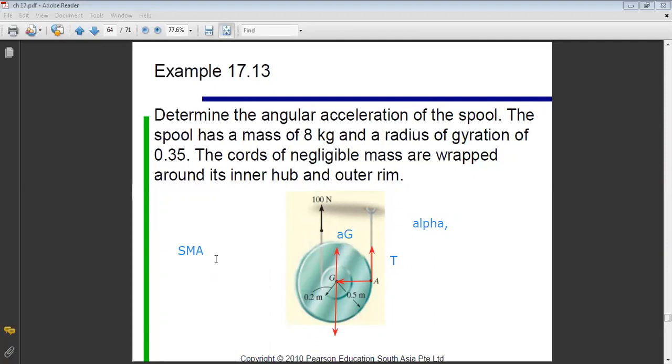Yes, if I do the sum of moments about A, the sum of moments about A is equal to IG times alpha, plus the moment of vector MAG. From the formula we developed last time, it's plus the moment of vector MAG about which point? Point A.